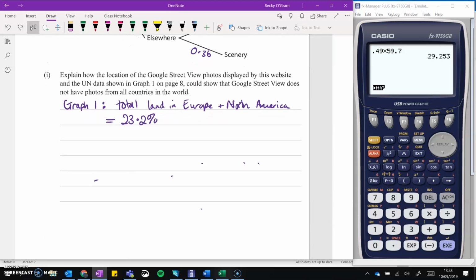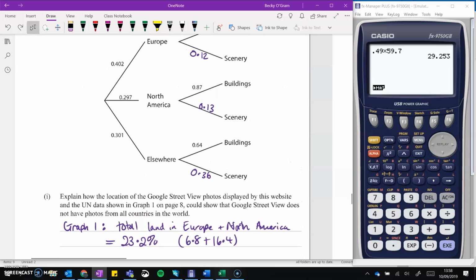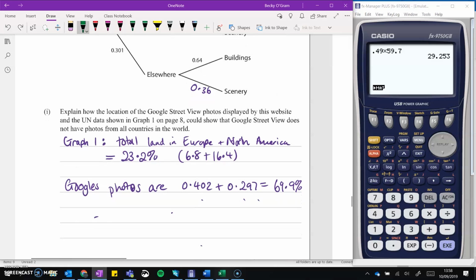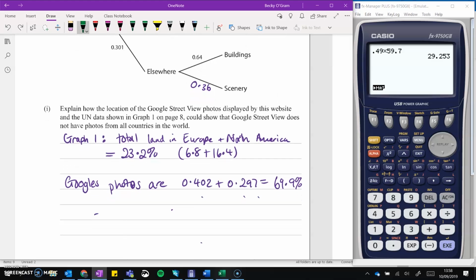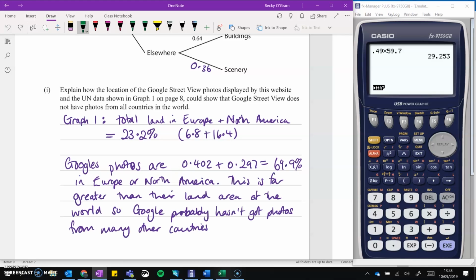But if we compare that, which was from the 68 plus the 16.4 that I just showed you, to the Google photos for Europe and North America. So we've got Europe as 0.402 and North America 0.297. Add them together and we've got 69.9% for being in Europe and North America. So this is far greater than their land area of the world. So Google probably hasn't got photos from many other countries.